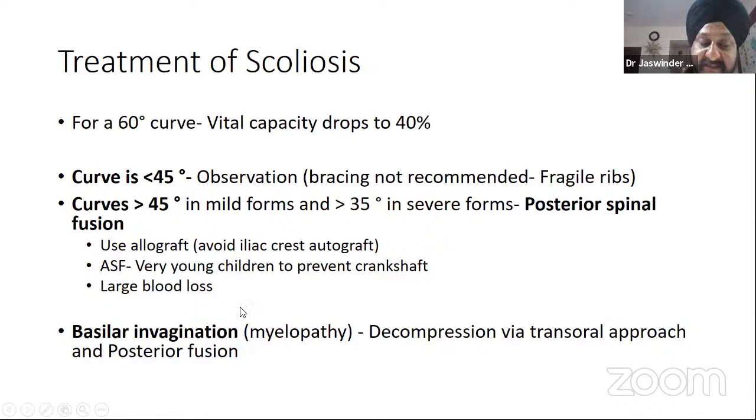Basilar invagination, as shown in some slides earlier, presents after 20 years of age, usually in the 30s and 40s. If the child is doing well, or at that age group with osteogenesis imperfecta, he or she might present with myelopathy. And if that is the case, decompression has to be done via a transoral approach and posterior fusion.